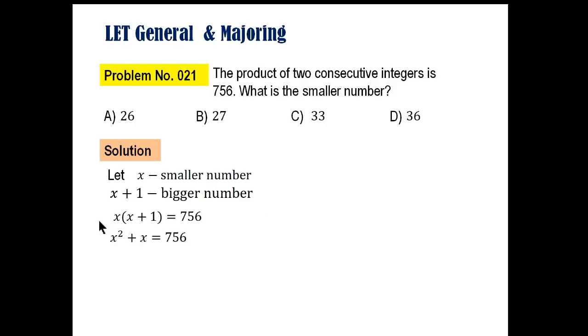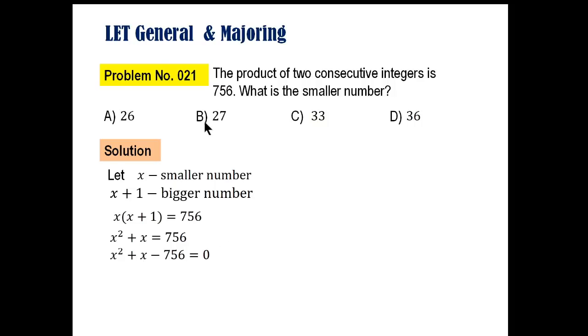Okay. Now, we will distribute. We multiply x times x, that's x squared, plus x times 1, x equals 756. Then we're going to subtract both sides of the equation by 756 to make this 0. So we have now x squared plus x minus 756 is equal to 756 minus 756, that's 0. And then this is now a quadratic equation. So we're going to find the factors. Can you think of two numbers whose product is negative 756 and whose sum is positive 1?